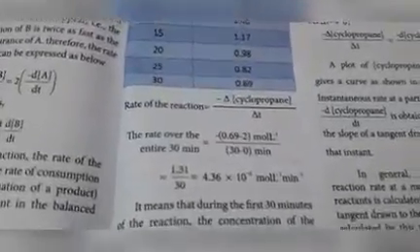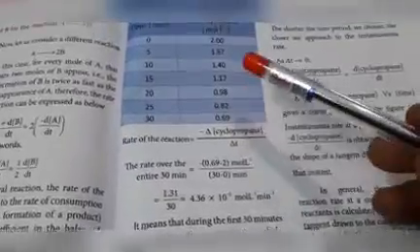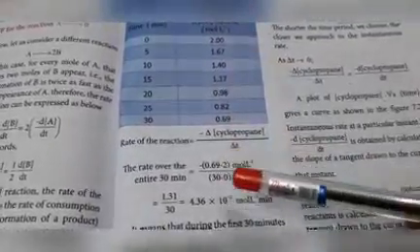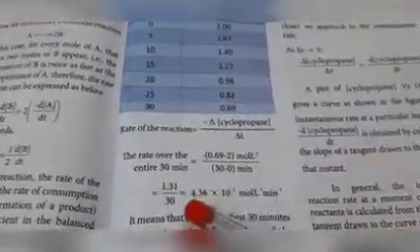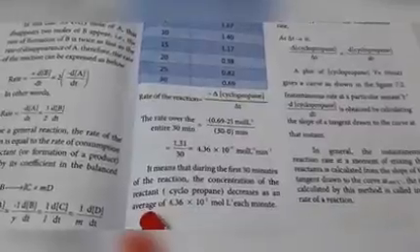That formula only applied here. So, change in concentration of the reactant: 0.69 minus 2 divided by 30 minus 0. If you simplify, you will get 4.36 into 10 to the power of minus 2 moles per liter per second. So, this is the average rate.